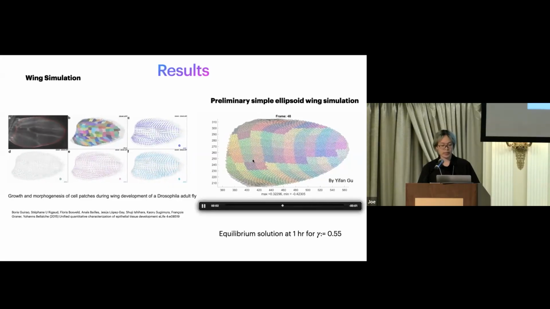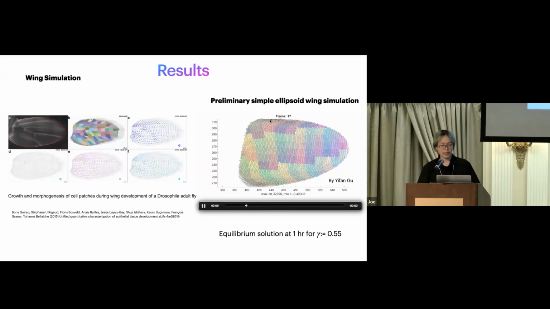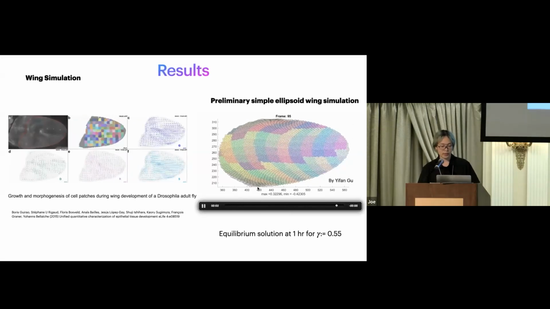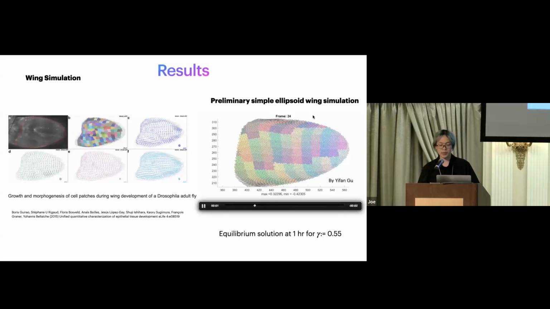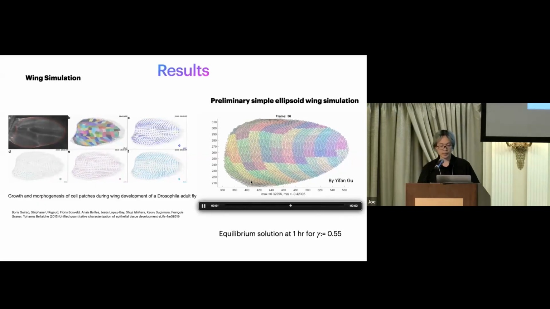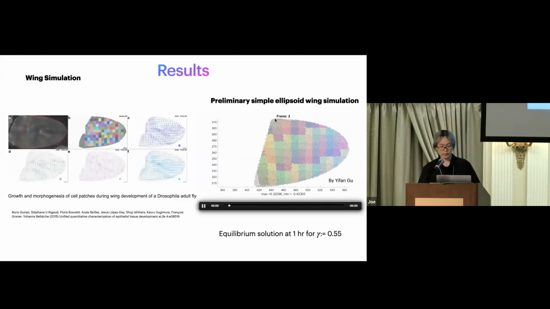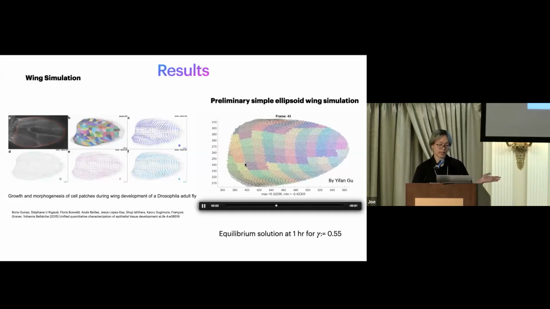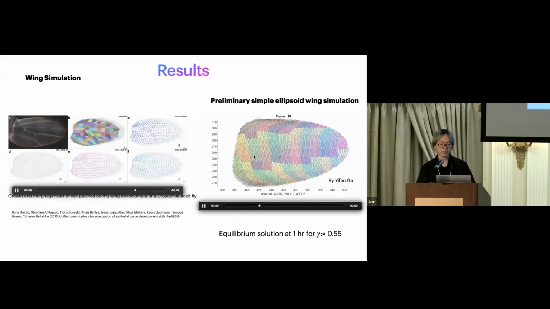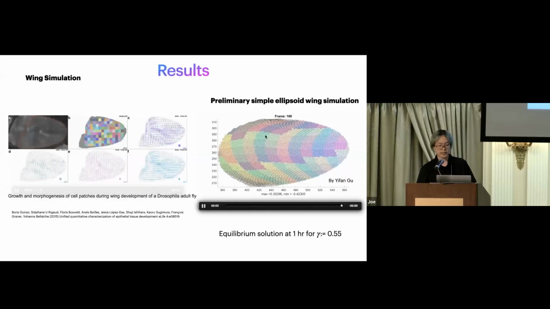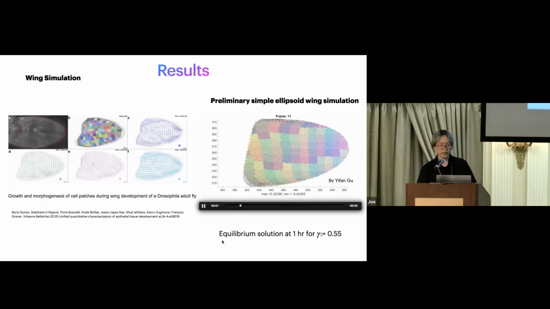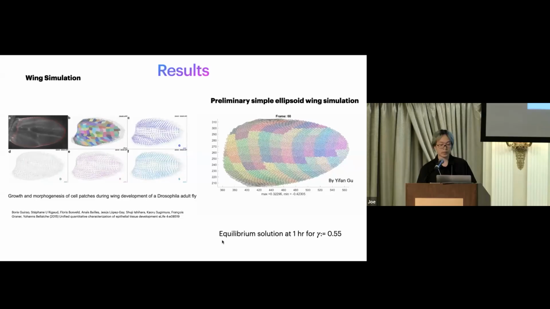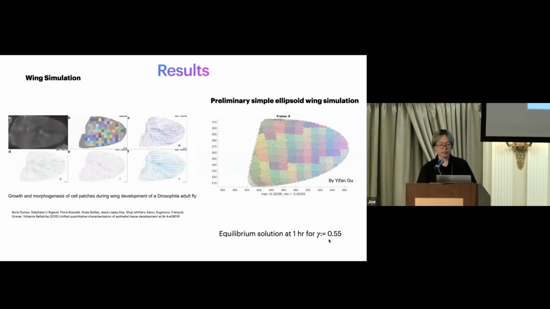So basically we start with a simple shape of the wing, and then we fix the vertices on the curved boundary. But we have the dynamic of the other side, the straight line boundaries, to have the force only in the x direction, so it only moves in this direction. And so at the end, at frame 100, this is an equilibrium solution at 1 hour, with gamma, the growth parameter, at 0.55.